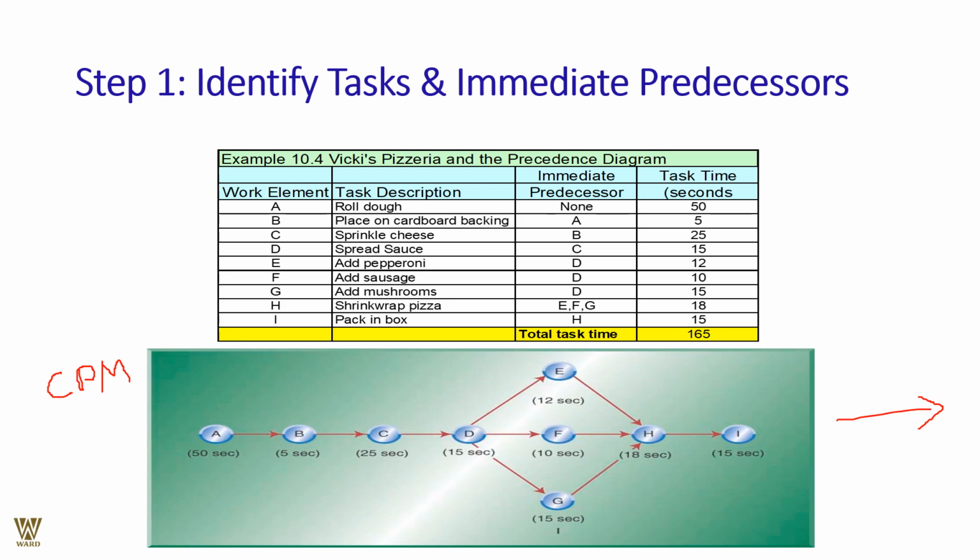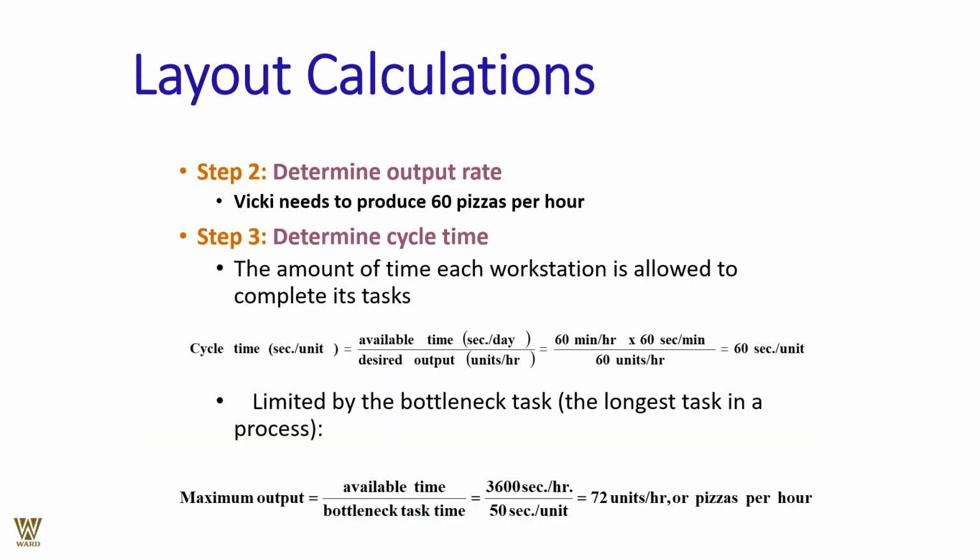Adding pepperoni, all the toppings, the sausages, the mushrooms, the shrink wrap, pizza EFG. This is what we are looking into. It might be optional, pack in a box, and the total time is approximately 3 minutes or less than 3 minutes, 165 seconds. Less than 3 minutes is what we are looking at. So this is what step number one is all about.